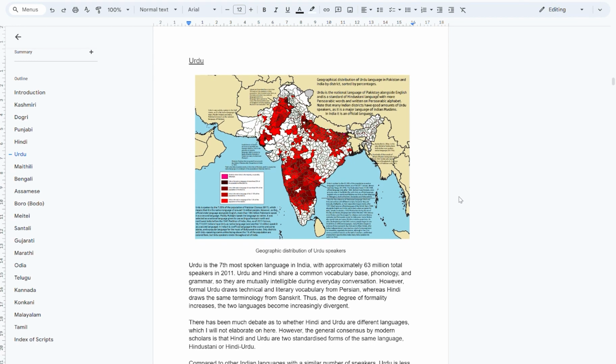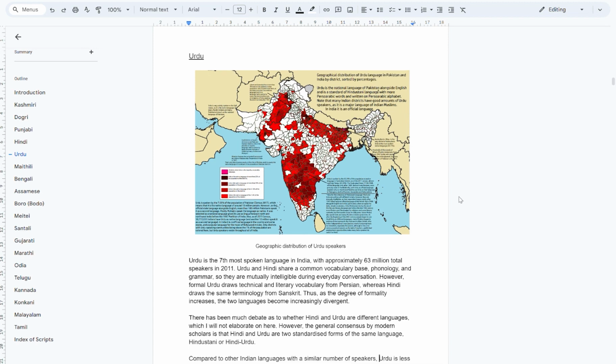There's been a lot of debate as to whether Hindi and Urdu are different languages. I'm not going to elaborate on that too much here. It's not really a topic that I'm an expert in at all. However, the general consensus by modern scholars is that Hindi and Urdu are two differently standardized forms of the same language, which is often referred to as Hindustani or Hindi Urdu.